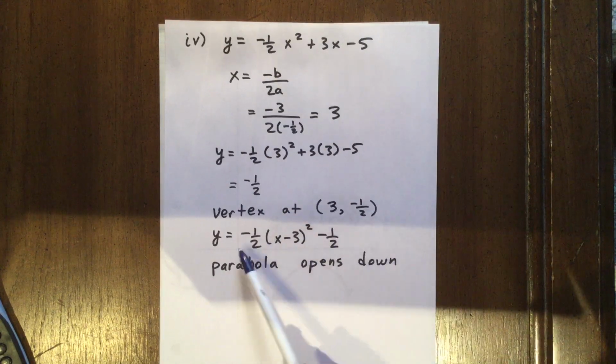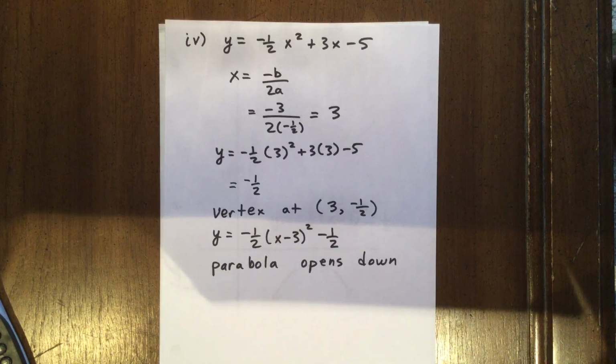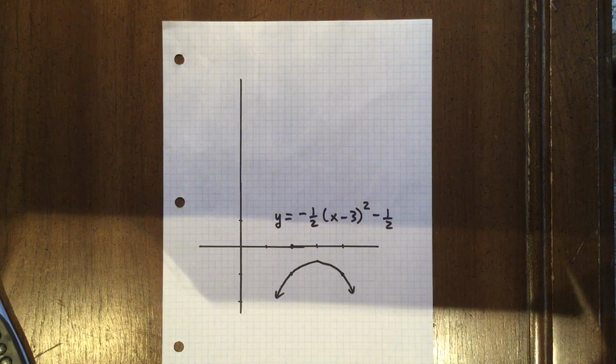My lead coefficient is negative 1/2. The 3 becomes x minus 3 when I put it back into vertex form. And the parabola opens down, and specifically, it looks like that.